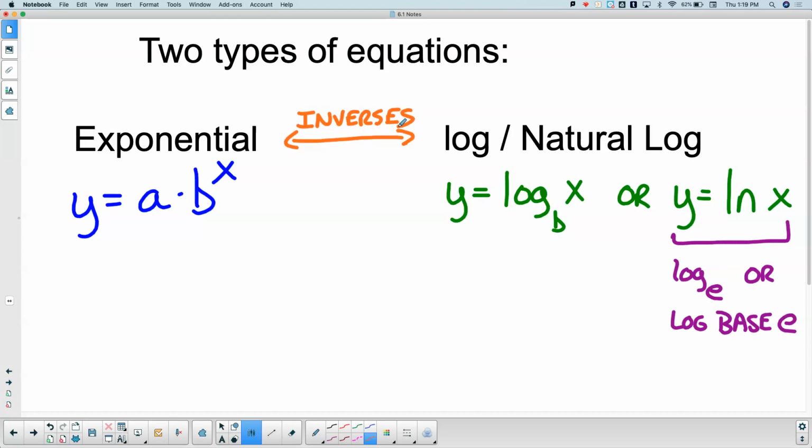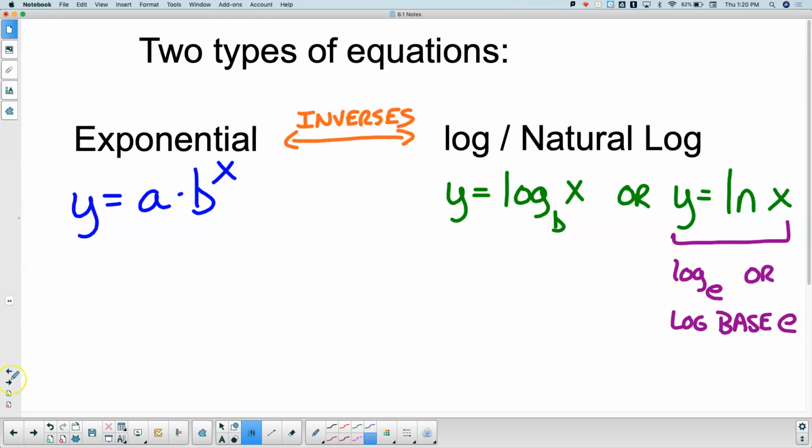Okay? I can tell an exponential function because the exponent is where the variable is. I can tell a log function because I see the word log, or I see ln. That's how you go about telling these things. If the variable is in the exponent, it's exponential. See the word log, it's a logarithm.